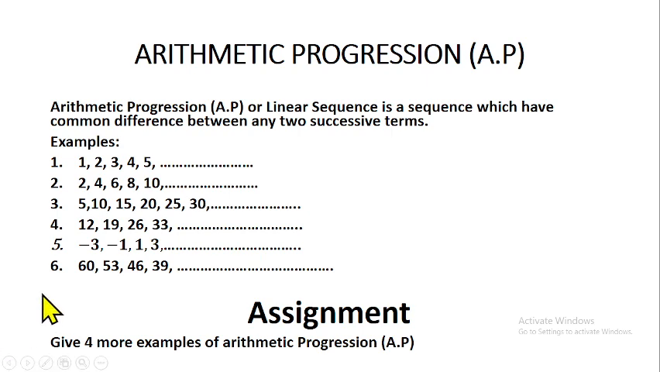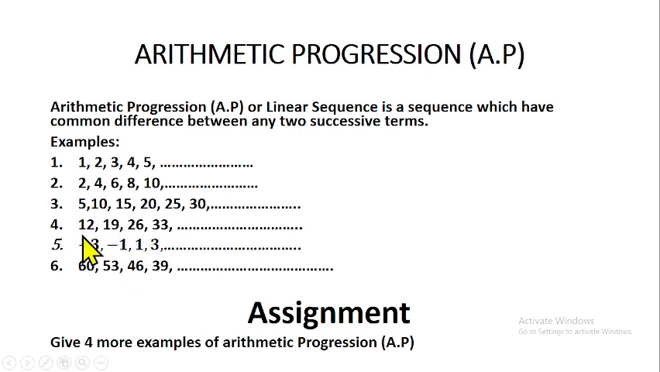Let's look at the third one. We have 5, 10, 15, 20, 25, 30. Does this belong to arithmetic progression? Yes. What is the common difference? 5. 10 minus 5 is 5. 15 minus 10 is 5. 20 minus 15 is 5. 25 minus 20 is 5. 30 minus 25 is 5. So you can see that this also belongs to arithmetic progression, even though you are not told.